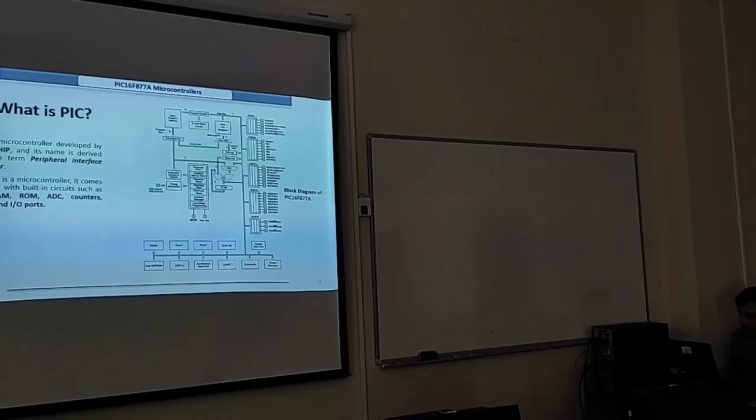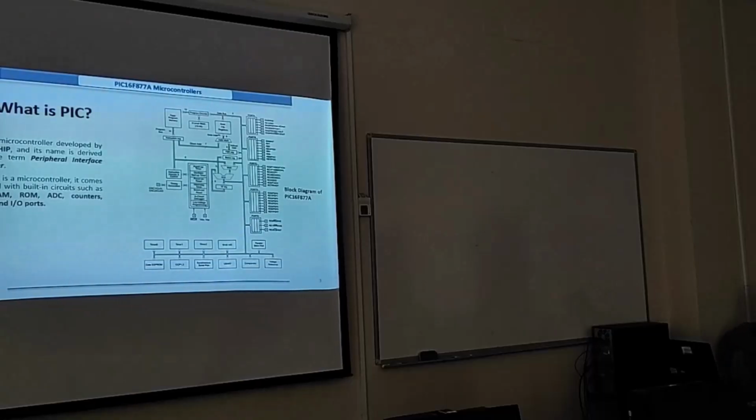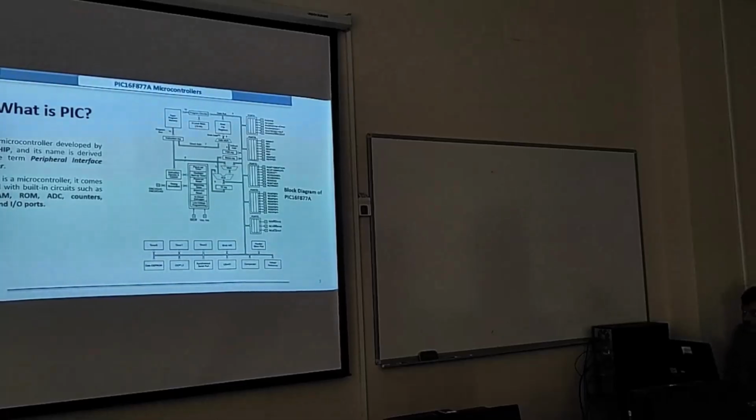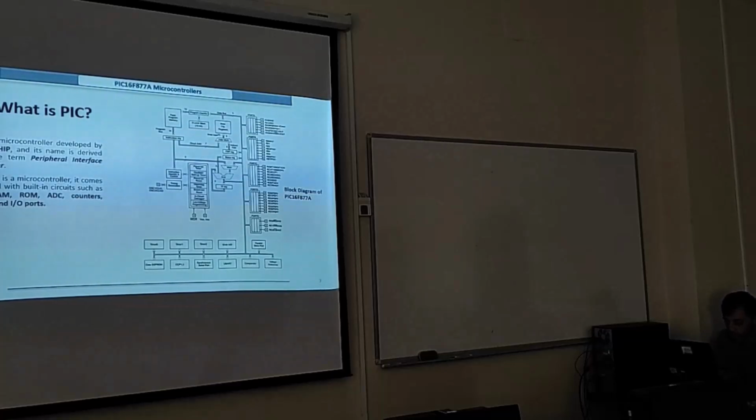The figure here shows the block diagram of the PIC16F877A. On the right hand side, we can see the input-output ports. The PIC16F877A has a total of 5 ports labeled A, B, C, D, and E. In addition, the diagram also shows the program memory unit, timer, and counter modules, as well as the CCP and analog digital converter modules.